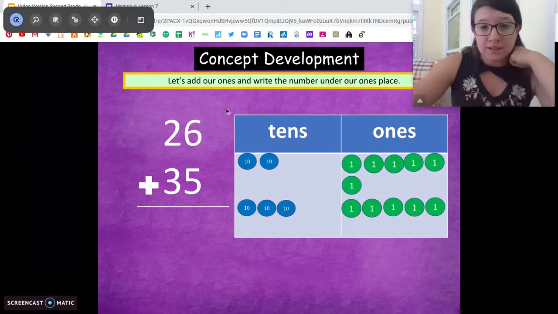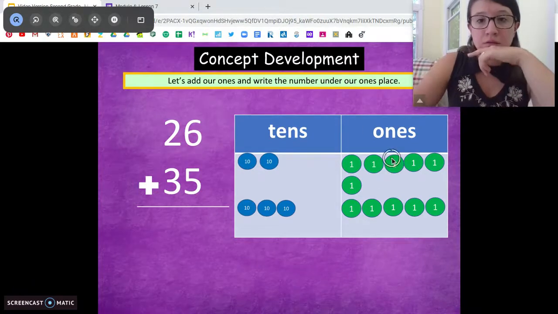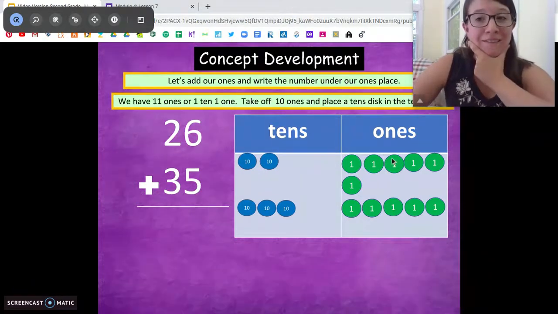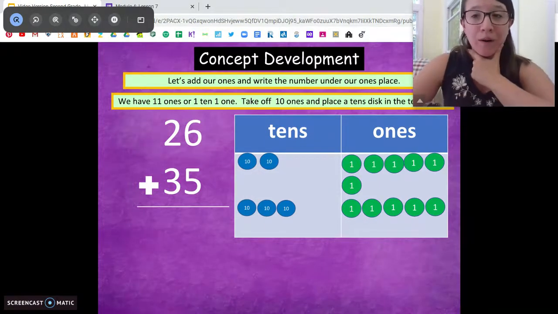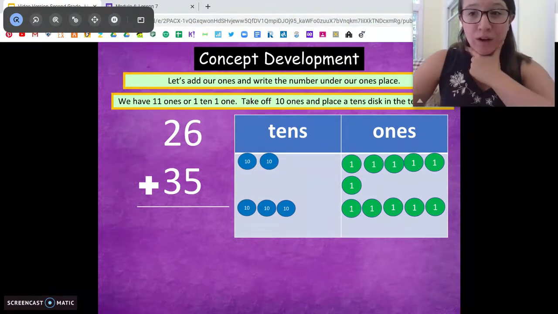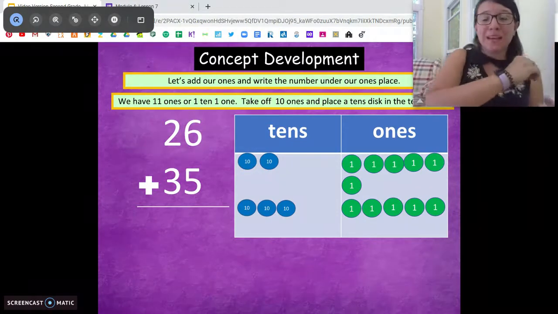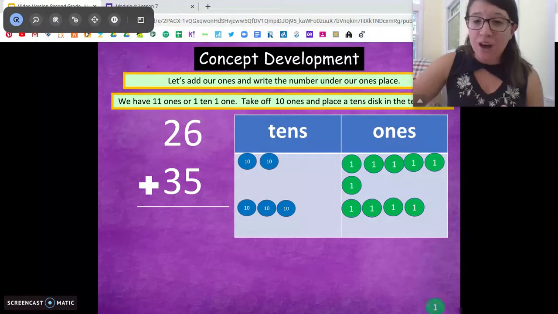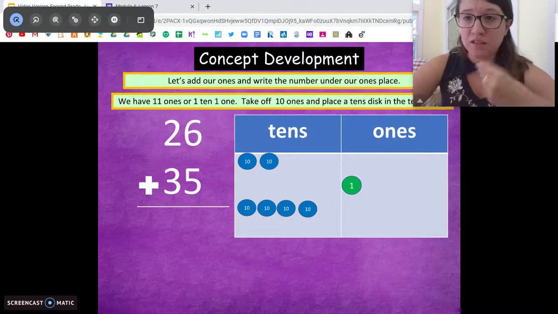So let's add our 1s together. How many 1s do we have? We have 11 1s. Now, just like we did in our last lesson, what we can do with those 11 1s is take a group of 10 and move it over to make a 10. So go ahead and take off 10 1s and then add a 10. Do that on your board now. Pause and do that.